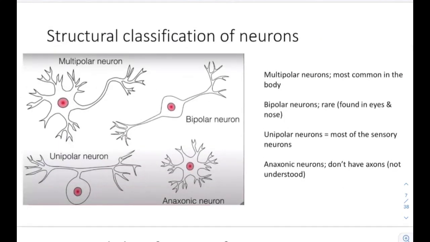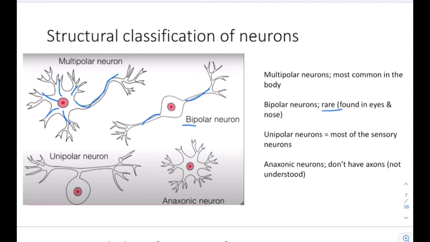Okay, let's talk about the structural classification of neurons. We have something called a multipolar neuron, where basically it has many dendrites and then a single axon. So it's called a multipolar neuron. It's the most common in the body. And then we have bipolar neurons, where it has a single dendrite and a single axon. So bi means two. It has two poles. And bipolar neurons, they're rare. They're found in the eyes and the nose.